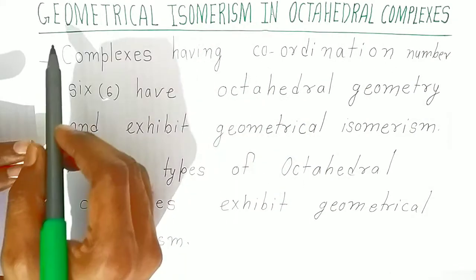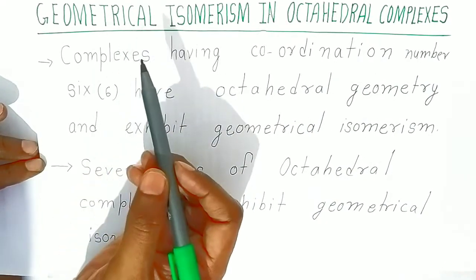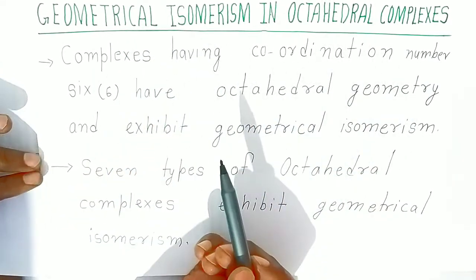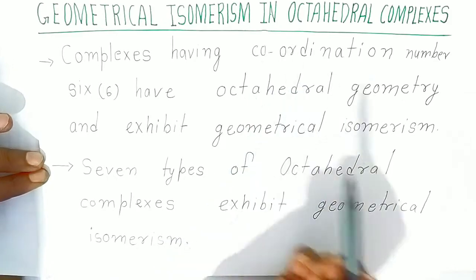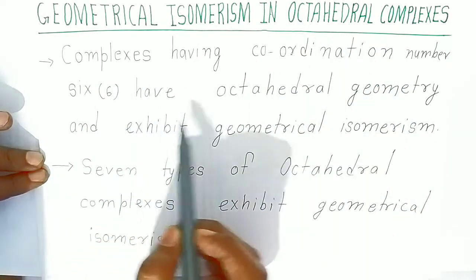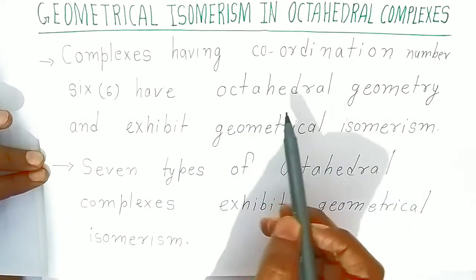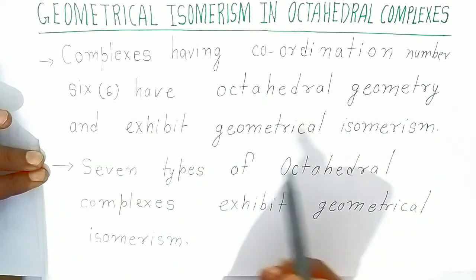So students, today we are going to see geometrical isomerism in octahedral complexes. Octahedral complexes, you know, are those in which one metal is surrounded by 6 ligands. Complexes having coordination number 6 have octahedral geometry and exhibit geometrical isomerism. So now we are going to write the geometrical isomerism.